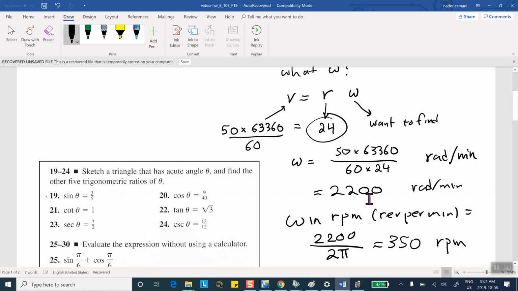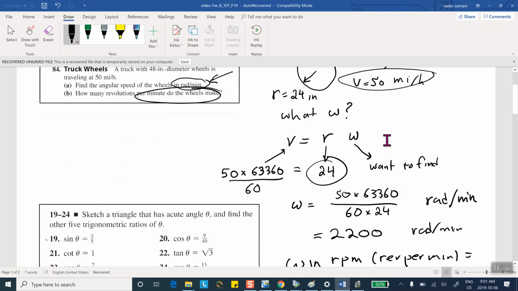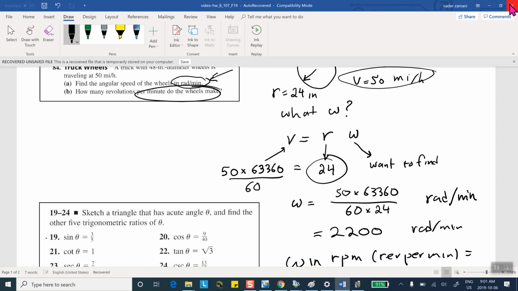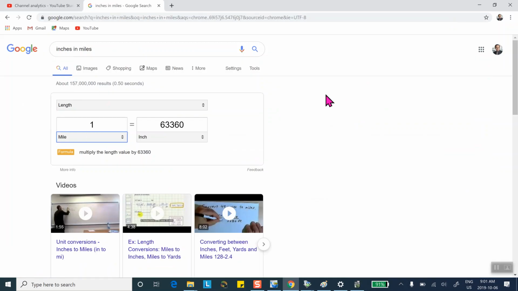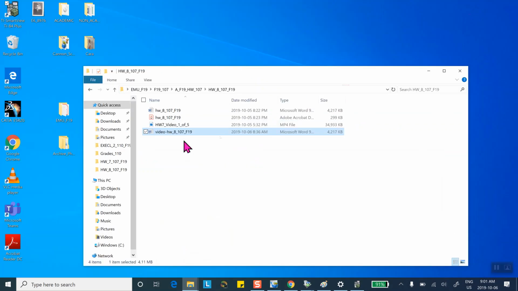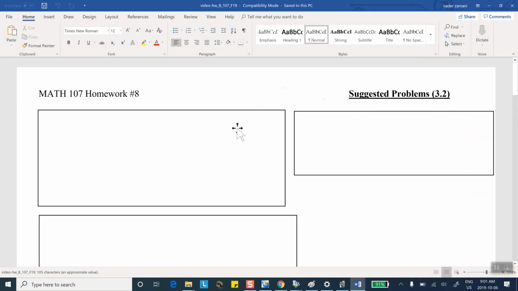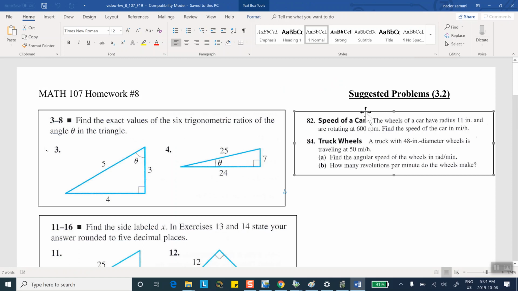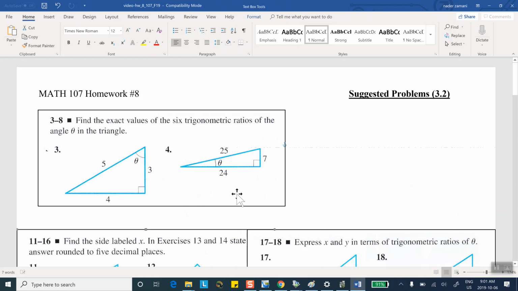So we have taken care of these two problems, which came from section 3.1. You have to know these. Okay, good. So let me close this, and I'm going to open up my homework right there. We just took care of that. Let me erase this. All right, let's go ahead and do these problems. These are coming from 3.2 now.